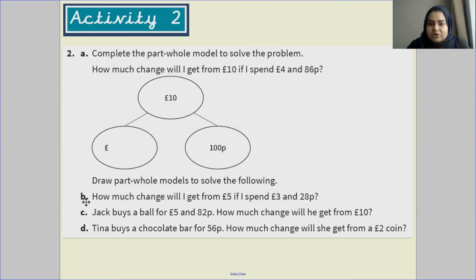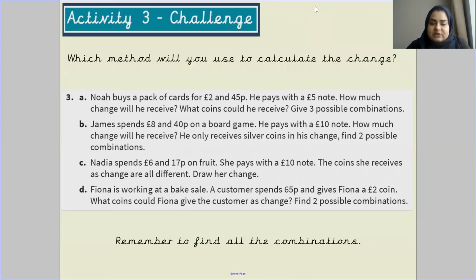So in order to do A, B, and C, remember, all you need to do is do the part whole model, and then you exchange a pound for 100 pennies. So it's easier for you to take away your pennies, and then whatever's left in terms of pounds, you use that to take away your pounds. Now, activity 3 is your challenge. Which method will you use to calculate the change? Will you use your number line method or your part whole method? Or you can use a combination of both.